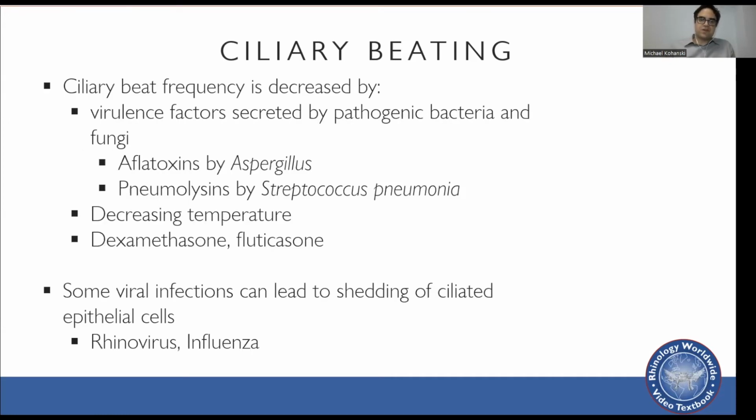Ciliary beat frequency can be decreased by virulence factors secreted by pathogenic bacteria and fungi, including aflatoxins secreted by Aspergillus and pneumolysins released by Streptococcus pneumoniae. Decreasing temperature will decrease CBF as well, and topical application of dexamethasone or fluticasone can also lead to a decrease in ciliary beat frequency. Not only do some pathogens decrease CBF, but in some cases there can be a loss or shedding of cilia as well. Some viral infections like rhinovirus and influenza can lead to shedding of ciliated epithelial cells.